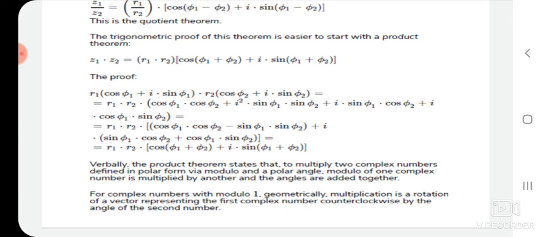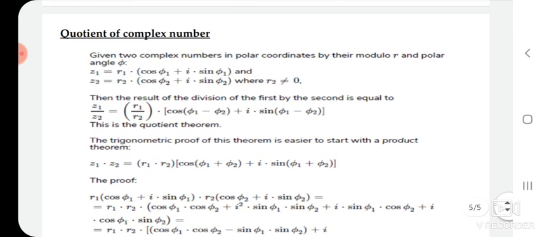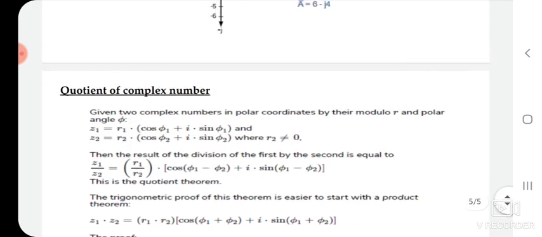Verbally, the product theorem states that when multiplying two complex numbers defined in polar form via modulus and polar angle, the modulus of one complex number is multiplied by the other and the angles are added together. For complex numbers with modulus 1, geometrically, multiplication is a rotation of the vector representing the first complex number counterclockwise by the angle of the second number. In this way, we can understand the quotient of a complex number.